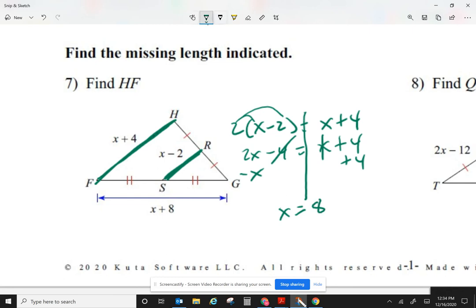But in this case, I want you to use the value of x. I'm asking to find out how big is the segment HF. So looking at the picture, HF is the side. Well, we know HF is x plus 4, but we know the value of x now. So I'm asking how much is 8 plus 4. All right, I want you to solve for x and then use the value of x. 8 plus 4 is 12. So that segment HF is 12.